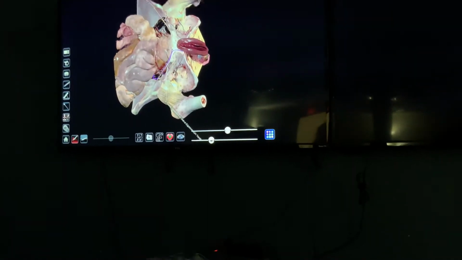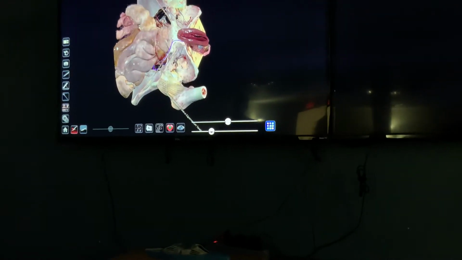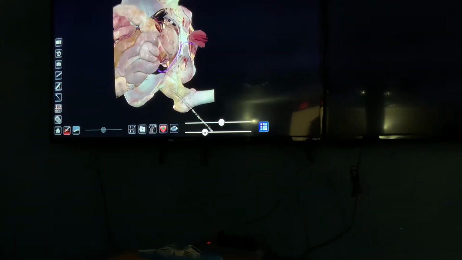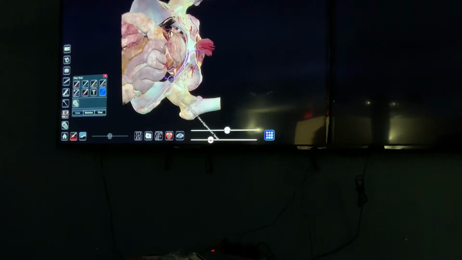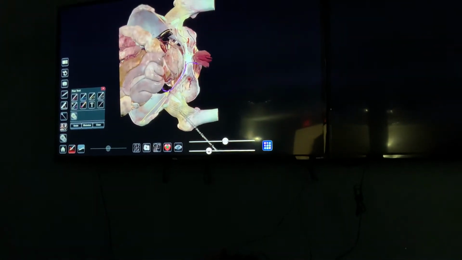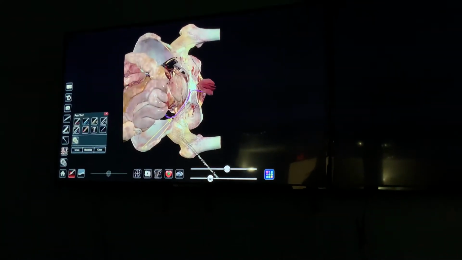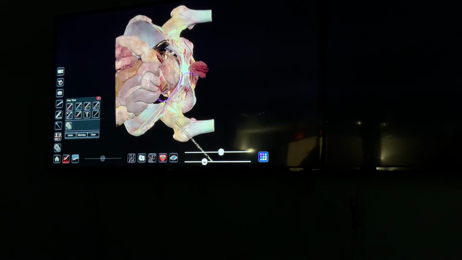Yes, ma'am? So where that purple structure curves, is that where the inguinal canal would start? Yes. Yeah, so back here where you see it take that turn, well said. Right there, this is where the actual deep inguinal ring would be. And then where we see it emerge here would be where we would see the superficial ring.